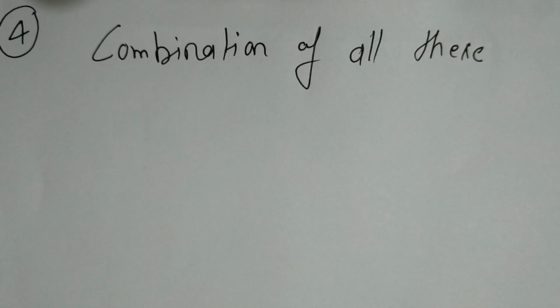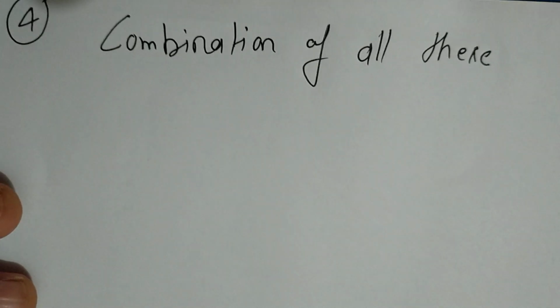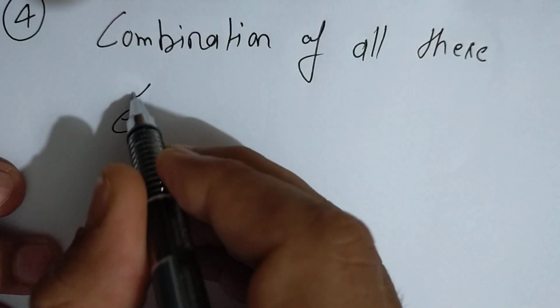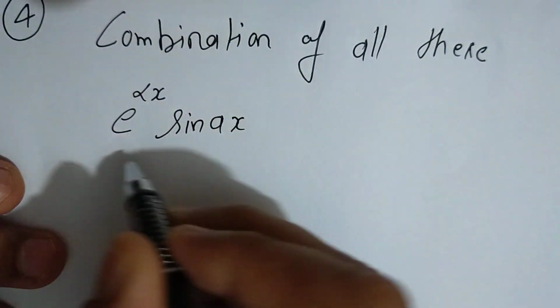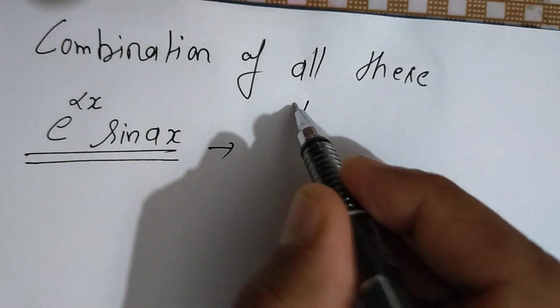The fourth part is a combination of all these: either a combination of exponential and trigonometric function, or exponential and polynomial, or polynomial with trigonometric function. So let us see how to deal with a combination of all these three functions. So if we have e power alpha x and sin ax as your non-homogeneous part, your trial solution will be, I'll write here, trial solution.